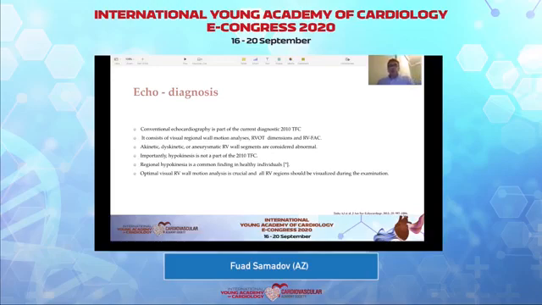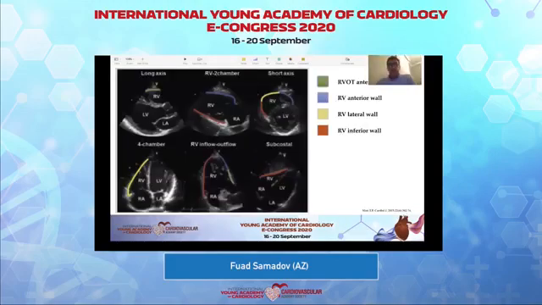Optimal visual RV wall motion analysis is crucial, and all RV regions should be visualized during the examination. Here you see different segments of RV and RVOT, and if the patient is suspected to have arrhythmogenic cardiomyopathy, all the segments have to be examined.